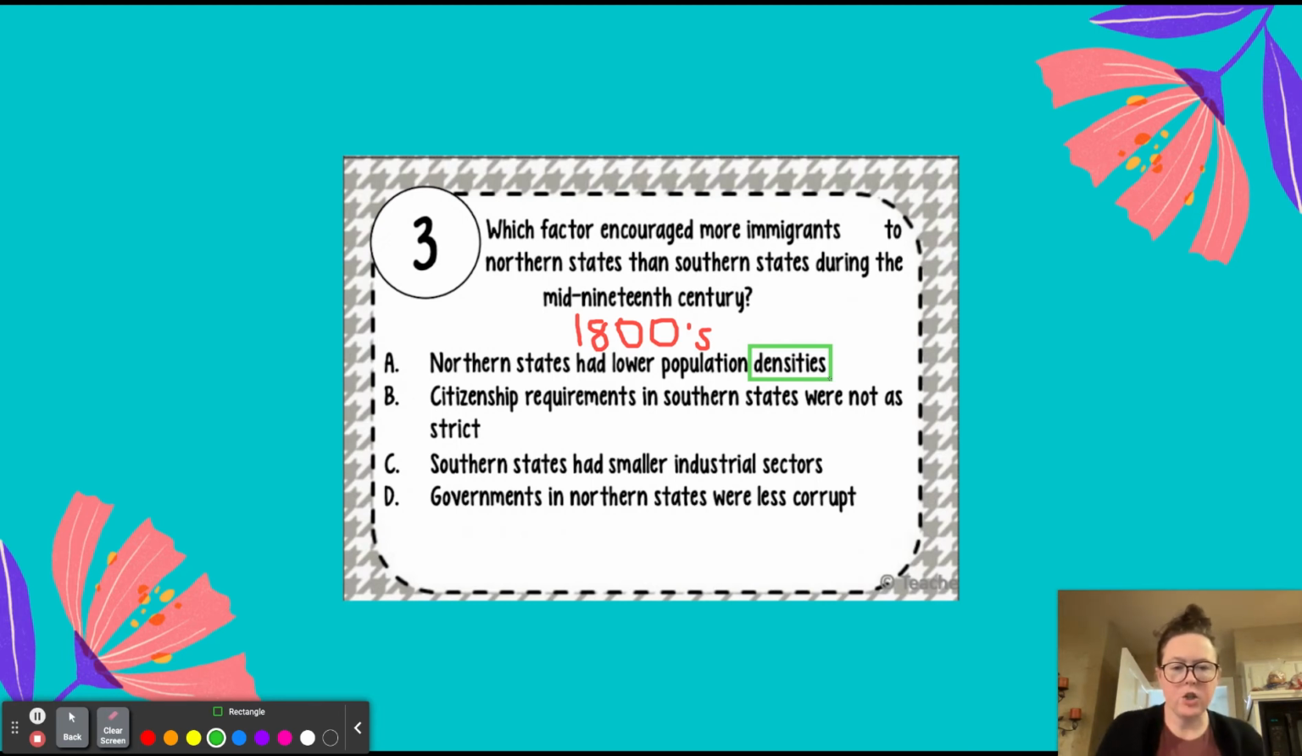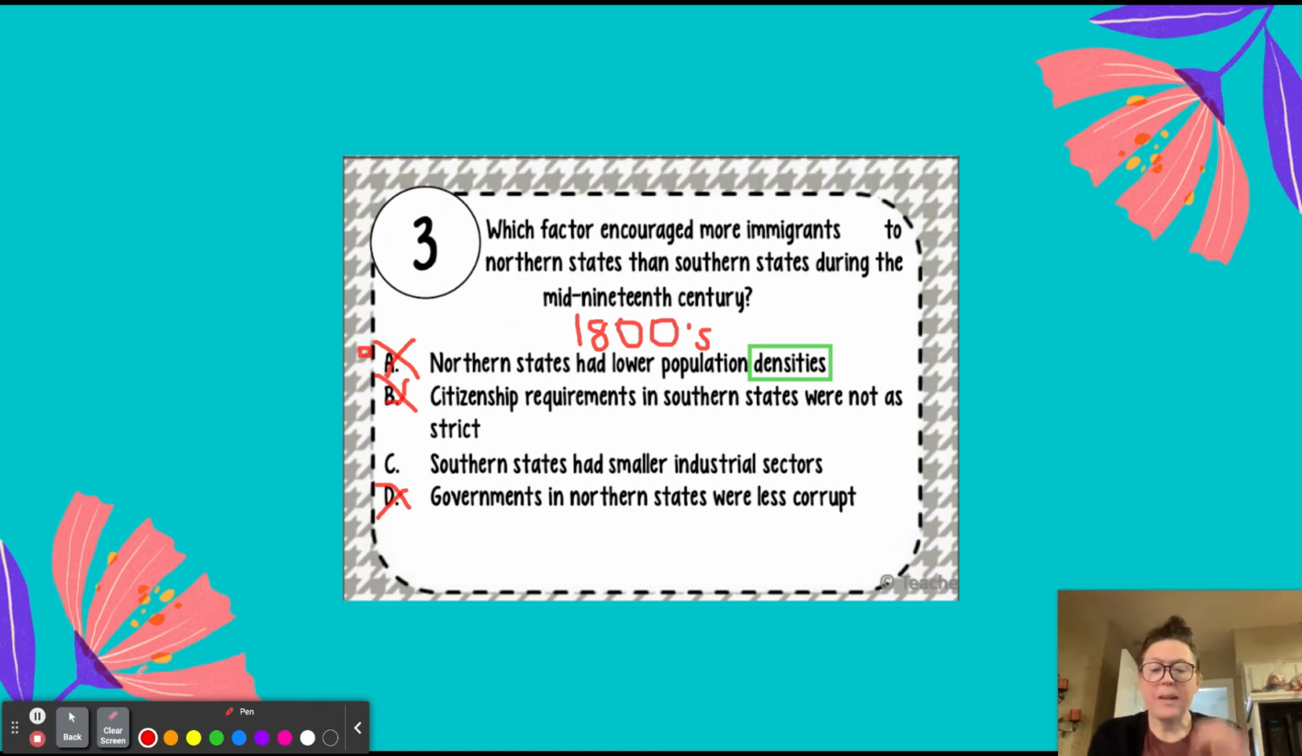Okay. B, citizenship requirements in southern states were not as strict. Well, we didn't really talk about citizenship requirements, so it's probably not going to be that. So we know it's not A. We know it's not B. Okay, let's look at C. Southern states had smaller industrial sectors. Yeah, that's true. And then D, governments in northern states were less corrupt. Did we talk about corruption in the northern states or in the southern states at all? No. So we know it's not that.